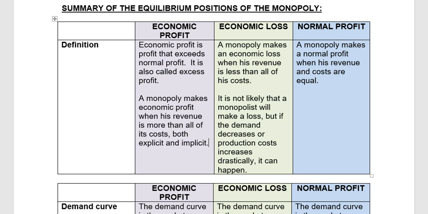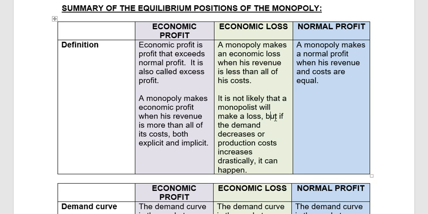So if the revenue is more than his implicit and explicit costs combined, then the business will make an economic profit. If we look at the economic loss, obviously a monopoly will make an economic loss, just as in the perfect market, if his revenue is not enough to cover his costs. So his total revenue is less than his total costs, or his average revenue is less than his average cost. We did say when we discussed the equilibrium positions with the graphs that it is unlikely for the monopolist to make an economic loss, but it can happen.